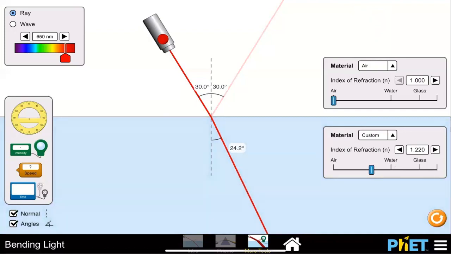We are now going to use the custom material, which is 1.22, air into a custom material with index of refraction 1.22. So our angle of refraction is 24.2 degrees. So that's our angle of refraction. Still, you need to determine whether we will come up with the same answer from the simulation and our calculated one. So we are going to use the given index of refraction stated in this video.